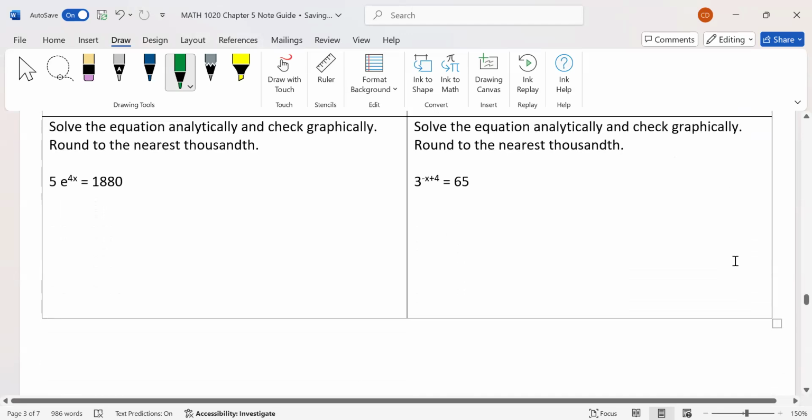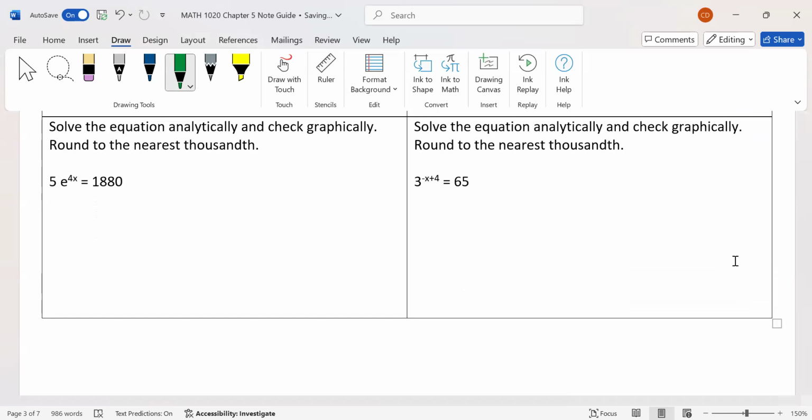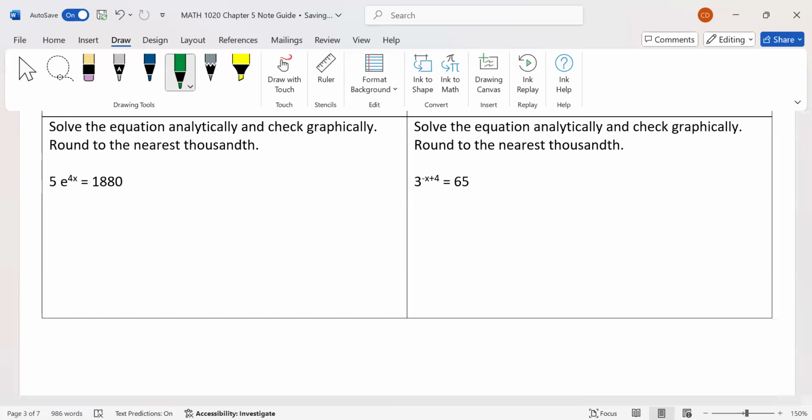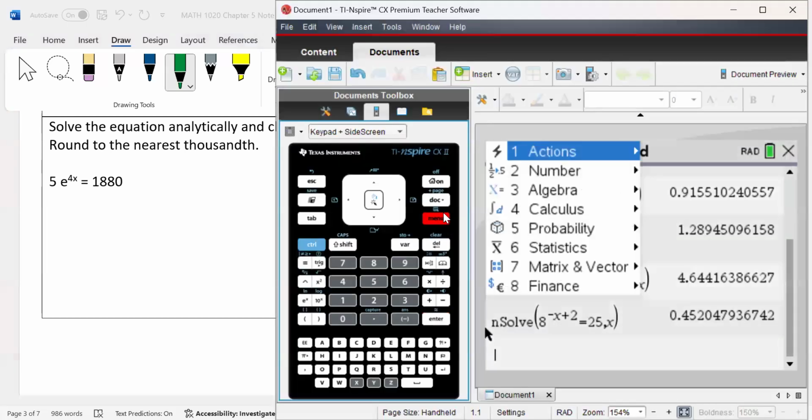All right, and this, they say check graphically. On the older calculators, you could actually graph it a certain way. You'd be able to find the answer, but the Inspires do actually have the buttons for you, so we're going to use those. So let's do a couple more of these.